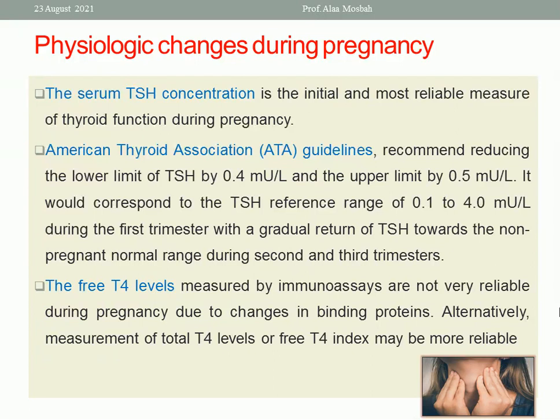The American Thyroid Association guidelines recommend reducing the lower limit of TSH by 0.4 milliunit per liter and the upper limit by 0.5 milliunit per liter, and it would correspond to the TSH reference range of 0.1 to 4.0 milliunit per liter during the first trimester, with gradual return of TSH towards the non-pregnant normal range during the second and third trimester.